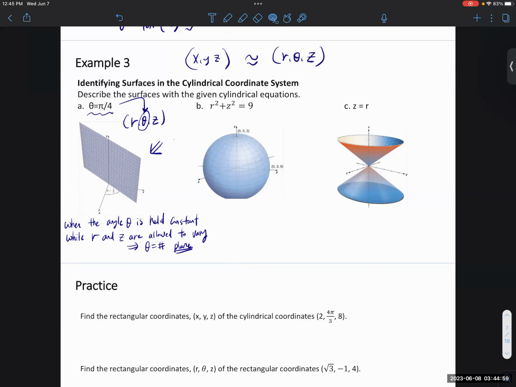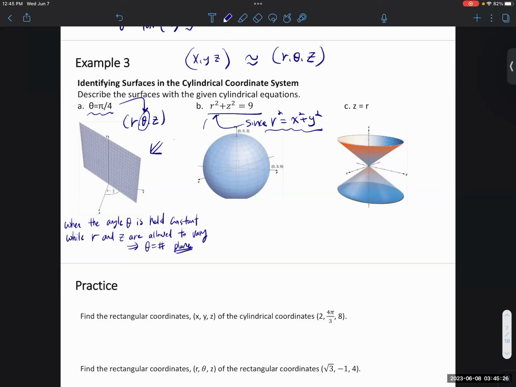So let's keep going. The next one, what does it mean? r squared plus z squared equals 9. So this is very awkward. We have an r, we have a z, like both the Cartesian and cylindrical coordinate systems are kind of mixed. But what we know is r squared equals x squared plus y squared, so we can substitute this into the r squared.